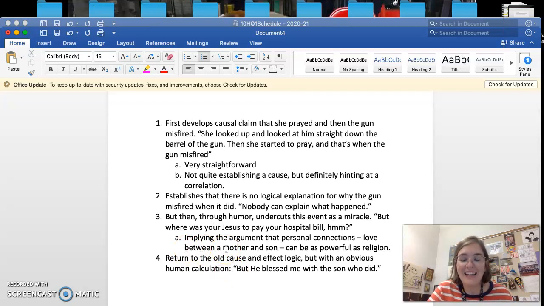But then she turns it back around, and here I say he returns to the old cause and effect logic, but it's clear that she's manipulating her thinking. Like I say, this human calculation. It's supposed to be funny when she responds, but he blessed me with a son who did. It's funny and heartwarming at the same time, because throughout the book we have seen how she manipulates logic to fit her own point of view. And here she does that again, but with the express purpose of basically saying, you are a blessing to me, which is a beautiful sentiment, right?